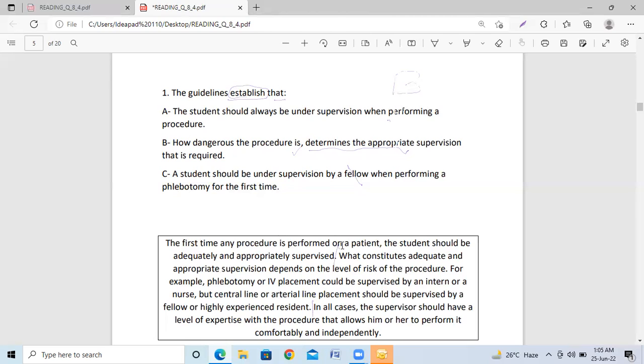A student should be under supervision by a fellow when performing a phlebotomy for the first time. It does talk about phlebotomy, fellow, and student, but it does not match the whole of this option. It does not say that students should be supervised by a fellow if he or she performs phlebotomy. They have given phlebotomy as a simple procedure, and a fellow or highly experienced resident is required for complex procedures, those being central line or arterial line. For phlebotomy, an intern or a nurse is enough. So we can exclude A and C, and we can comfortably say that option B is the correct option here.